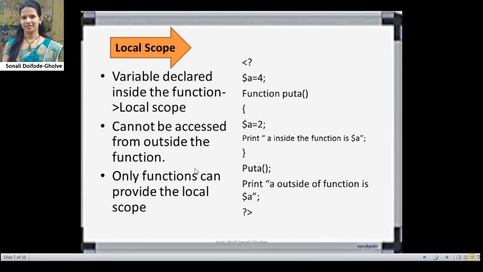Local scope. What does local scope mean? A variable which is declared inside a function has local scope. The variable which is declared inside the function cannot be accessed from outside the function. Only this function can use it. So here $a equals 4. Here is the definition of one function, put a. Here we are calling this function put a. At that time your output is: a inside the function is 2, and the next line is: a outside the function is 4. Okay, this is your local scope.